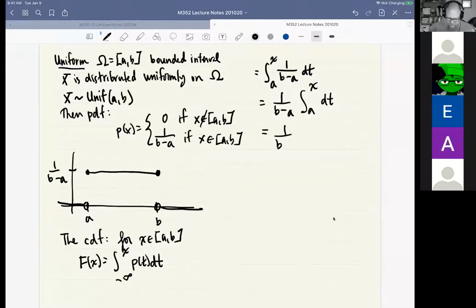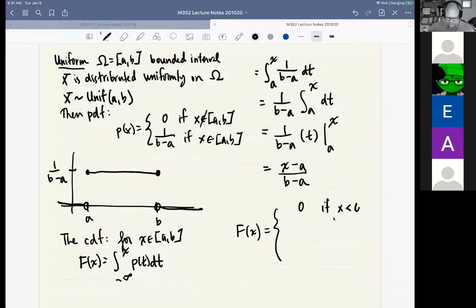So I'm asking you to call back some of your skills from your Calc 2 class. Using the fundamental theorem of calculus, you see you get this. So the formula for the CDF, the cumulative distribution function, is 0 if x is less than a, x minus a over b minus a if x is in the interval from a to b, and 1 if x is bigger than or equal to b. I can put an equal there.